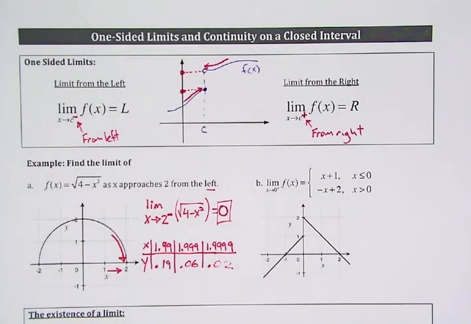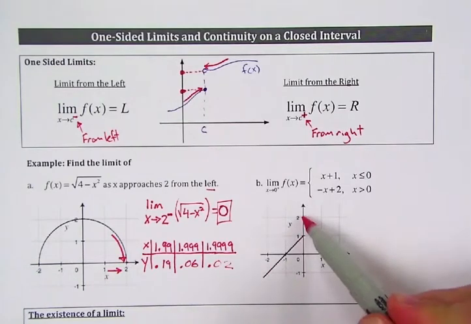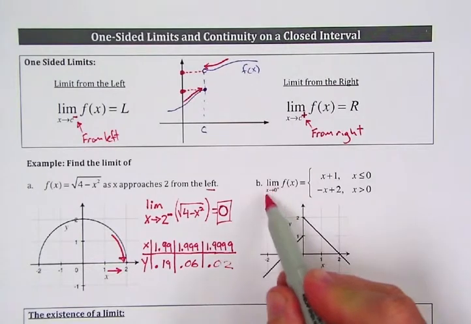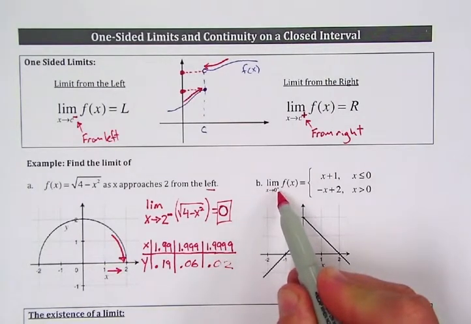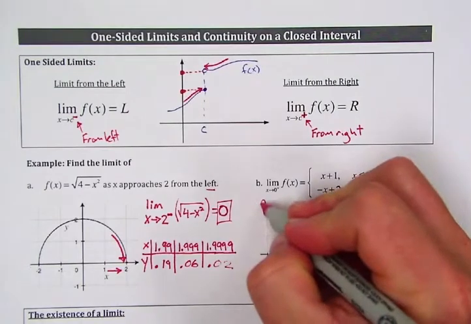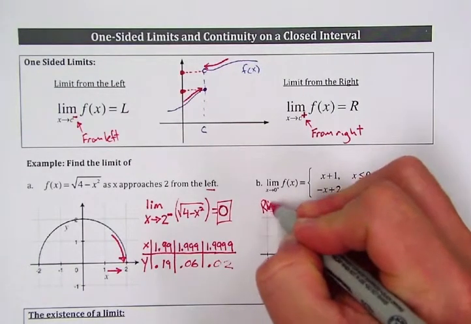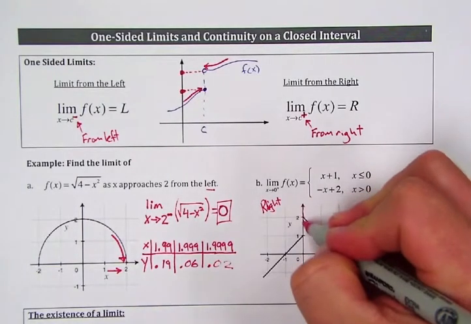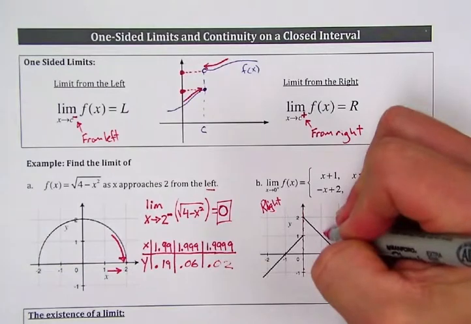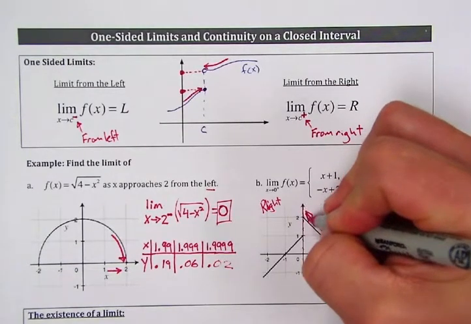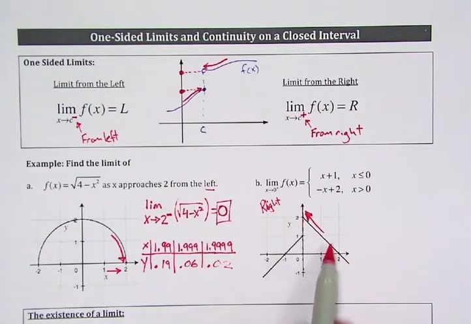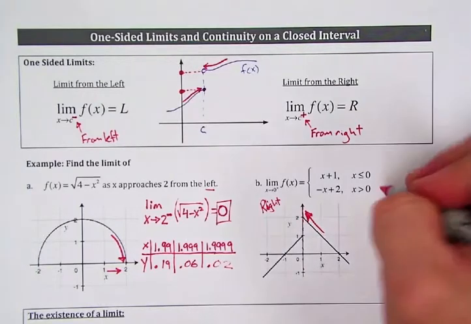Now in our next example, we have a removable discontinuity here at x equals 0. And here we have the limit as x approaches 0 with the plus sign, so that means from the right. So here is 0, and here is from the right. Graphically, what is the height of our function intended as we get closer to 0? Well, that looks like 2 to me.